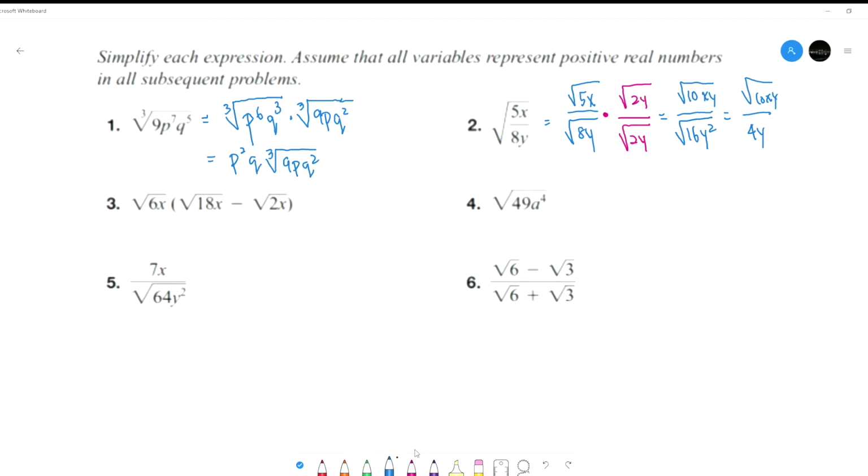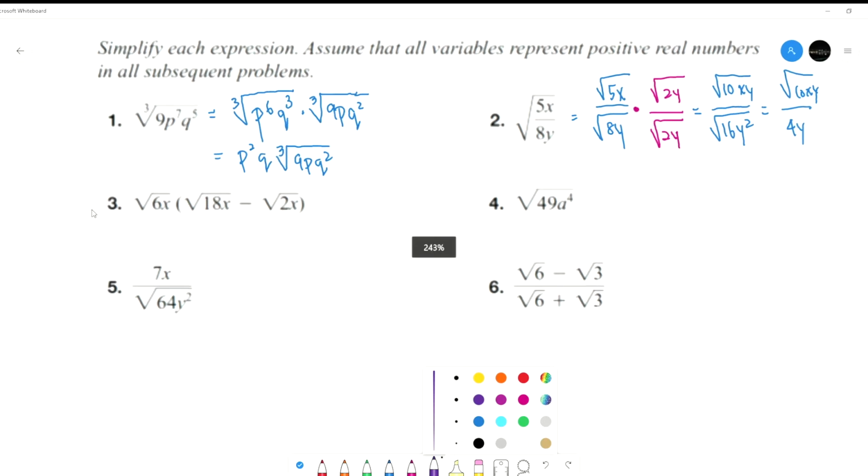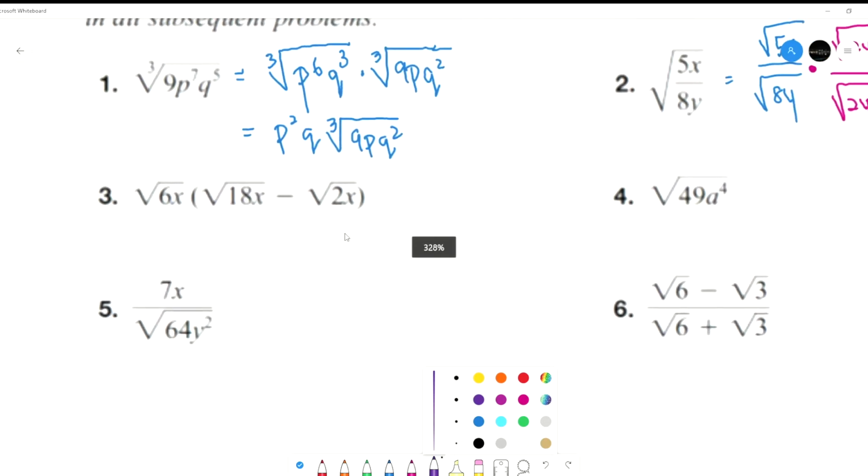Alright, let's move on. I'll do square root of 6x times the quantity radical 18x minus radical 2x. So yeah, we can actually multiply this out and then simplify. But I do want to show you the other way that I've been doing it in class.